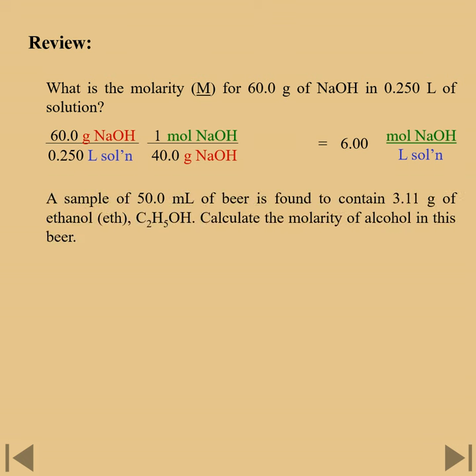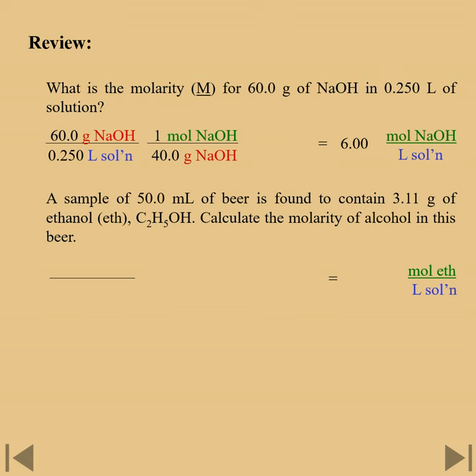Next, we're told a sample of 50 milliliters of beer is found to contain 3.11 grams of ethanol. And there's the formula. Calculate the molarity of alcohol in this beer. Okay, again, we're using our units, and we're after molarity, so big M bar. Now, we learned our lesson in the last problem. And if we're finishing with 1 unit over another, then for step 2, we're starting with 1 unit over another.